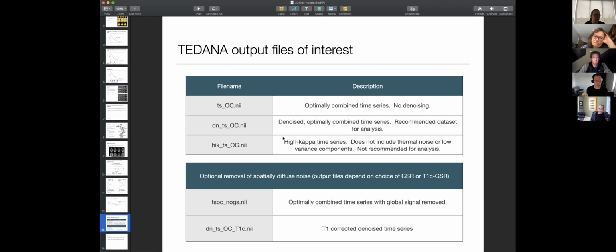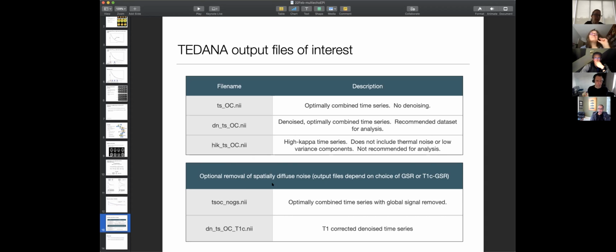They also give you one that they call the high kappa time series. Basically, this is a highly denoised time series. It really errs on the side of only accepting things that they really think are signal and getting rid of everything else. It also doesn't include any thermal noise, and they don't recommend this for analysis. I couldn't find anywhere why they output this, but someone may have wanted it at some point.